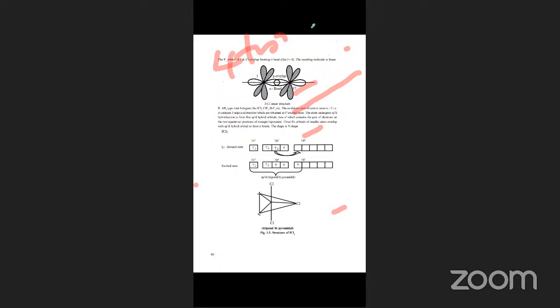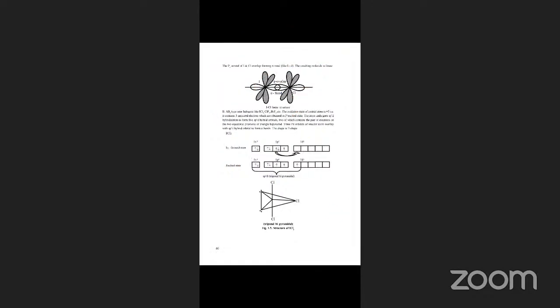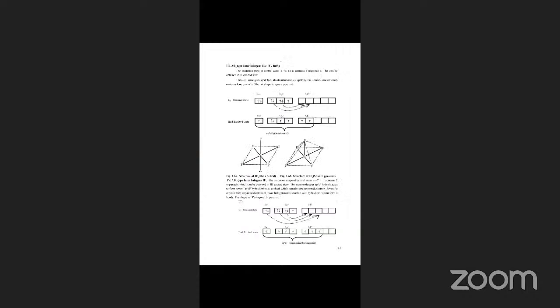In the last class we covered AB and AB3, yesterday's class. Next, we are discussing AB5 type.